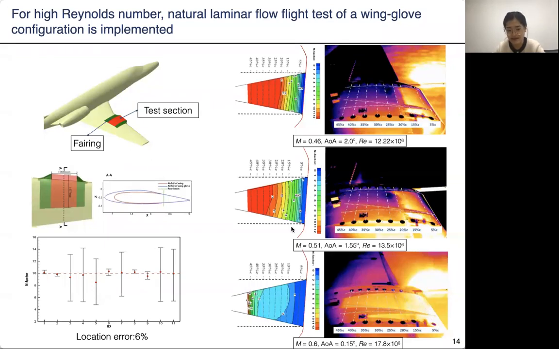The second case is similar to the first one. For the third case, we have a much longer laminar region, and when it is up to the critical N factor of 9, the transition line is about 45%, and for the experimental, it is about 47%. So the simulation results agree very well with the flight test data.